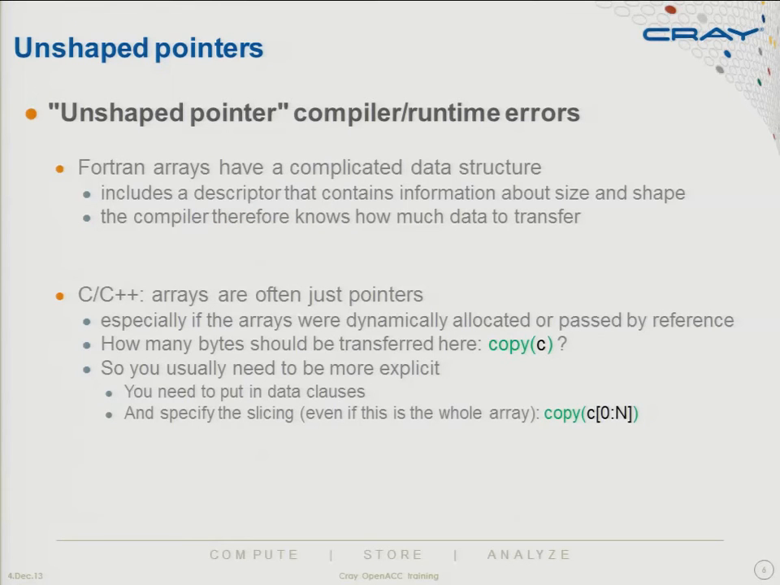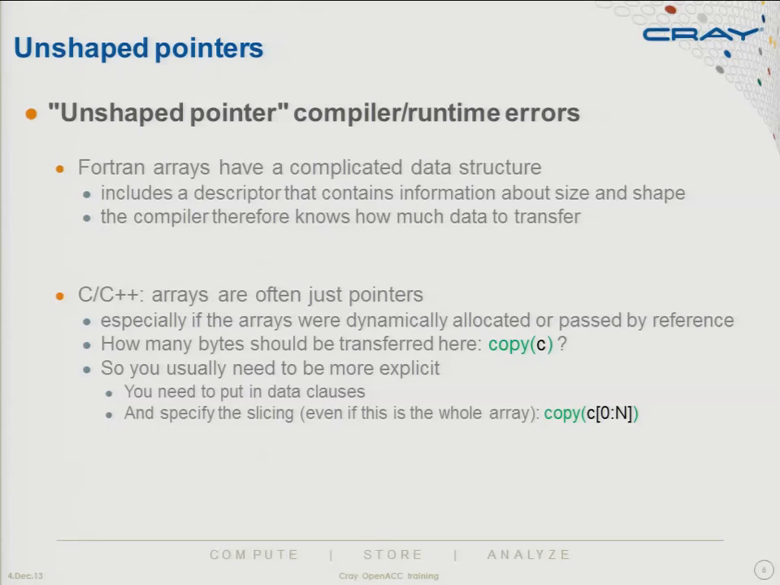If you're doing C especially, you'll often see, when you do some OpenACC, errors from the compiler, unshaped pointer, which is a really useful error message because it tells you nothing. What it's telling you is that I didn't know how much data to move. And that's because in C and C++, arrays are just pointers, generally. They point to the start of the block of memory. So if you say copy C, where C is an array, what you're really saying is C is a memory address. How much data should it move?